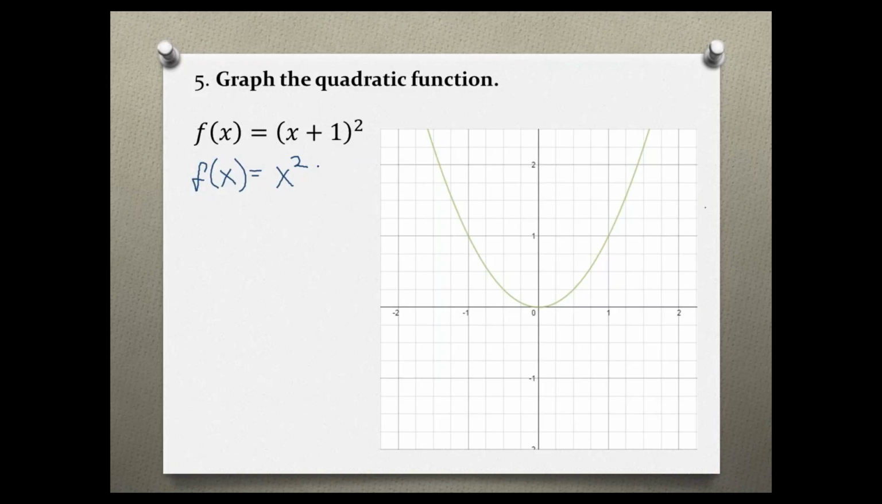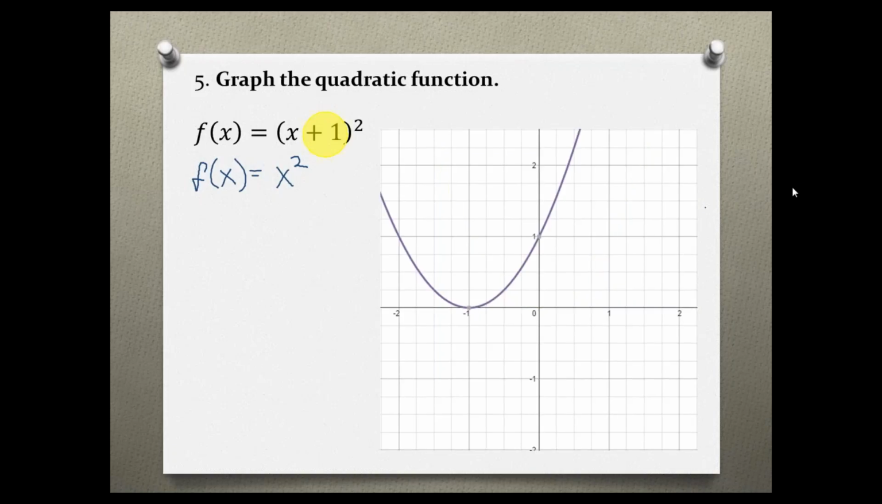So whenever we have something within that parentheses, it indicates a shift to the right or to the left. And that part will always be the opposite. So in our case, it's plus 1. It gets shifted to the left in the negative direction. And this would be our new parabola.